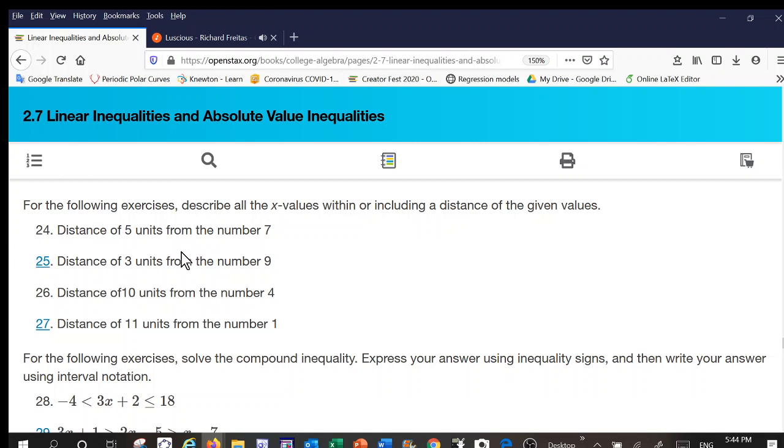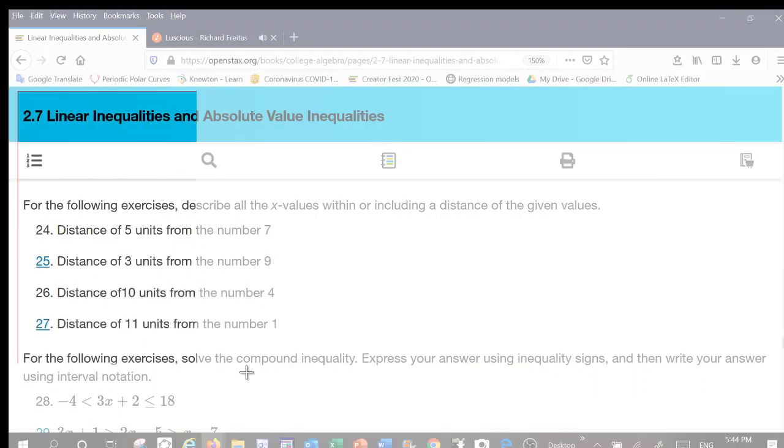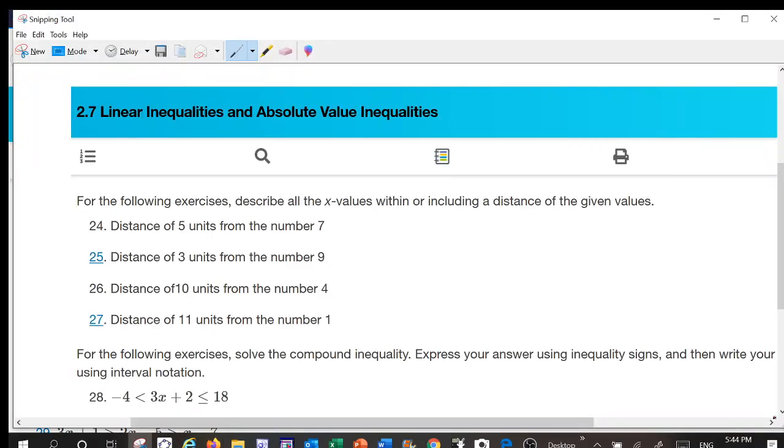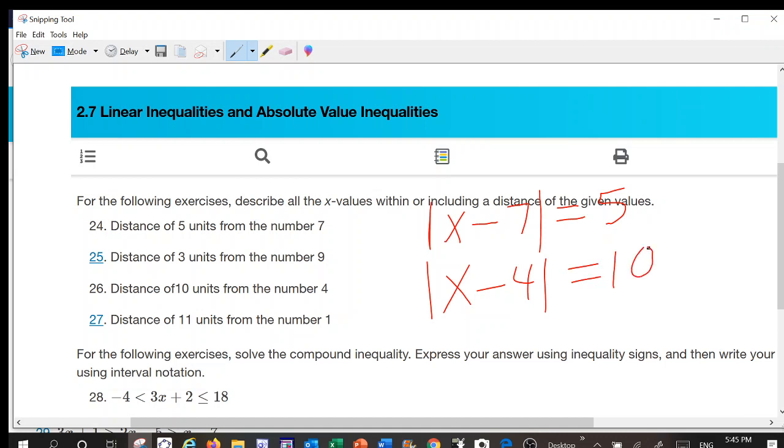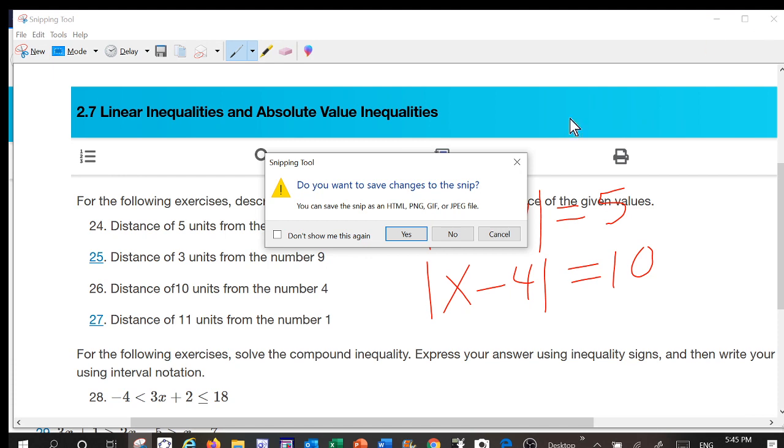Distance of 5 units, I'm sorry, let me rephrase that. We need a distance of 5 units from the number 7. That would be all the numbers whose distance from 7 equals what? 5 units. That's number 24. 26: distance of 10 units from the number 4. Distance of 10 units from the number 4, right? That's what they mean by that.